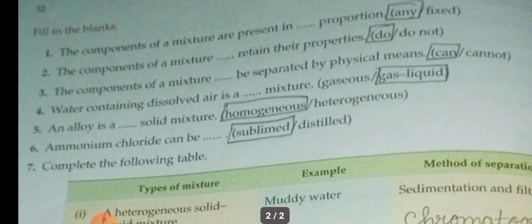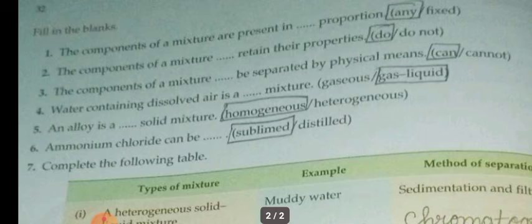Third one, the components of a mixture can be or cannot be separated by physical means. Can be, we can separate by using physical techniques. Then fourth one, water containing dissolved air is a dash mixture. Dissolved air, it is a gas liquid mixture. It is air dissolved in water, so it is a gas liquid mixture.